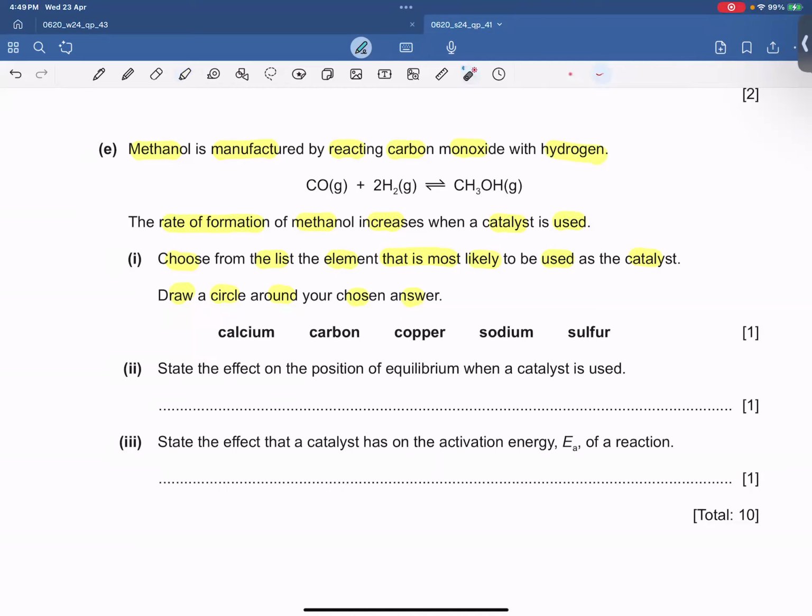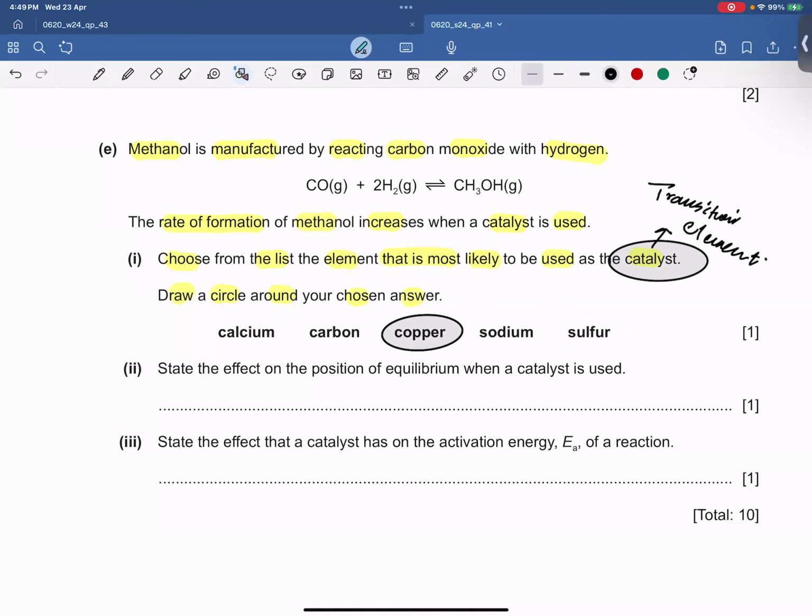Calcium, it's a non-transition element. Sodium, we cannot use. Both are not transition elements. Carbon is also not a transition element. Sulfur is also not a transition element. So technically only transition elements act as a catalyst, right? So I'm looking for the transition element in this whole situation. So copper is basically the transition element. So I'm going to go with copper.